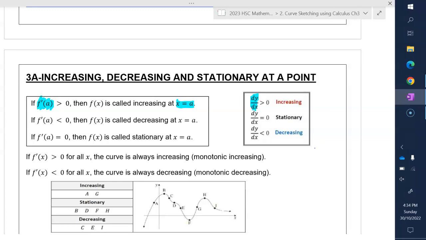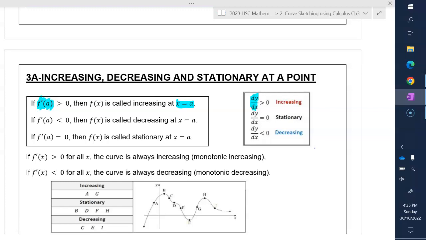Similarly, if I find f dash of a and it's less than 0, then the function is called decreasing at that point. And if you have a look at the curve down here, that would be at the point C. That would also be at the point E, because our curve is going downwards and decreasing. It would also be at the point I. Our curve is decreasing along there. So if I was to take the derivative of the function at those points, I would find that my f dash of a would be less than 0. And that's this one here. Would also be saying dy dx is less than 0 and it's decreasing.